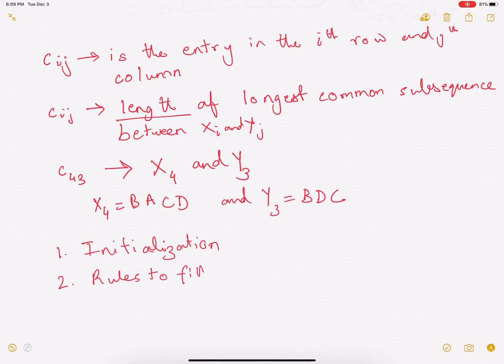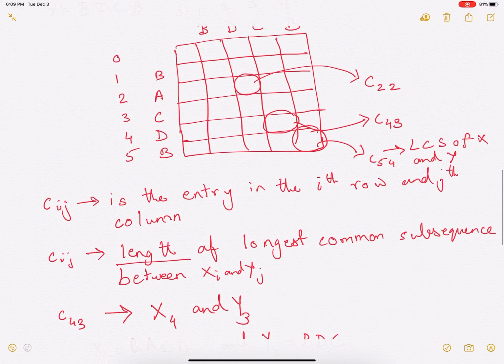And then you will go ahead and fill the table, and hopefully when you get to the very end here, this block here, you will find the length of the longest common subsequence. Okay, at this point you might be wondering that if this table gives us the length of the longest common subsequence, how can we find the longest common subsequence? We'll get to that in a bit. But first, let's try to understand what this table is going to do.